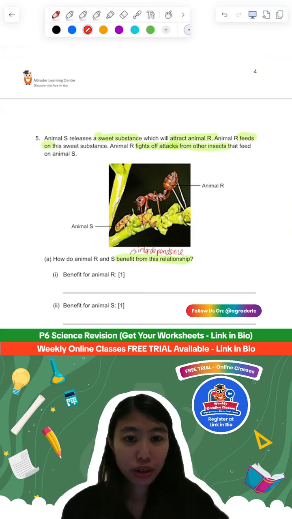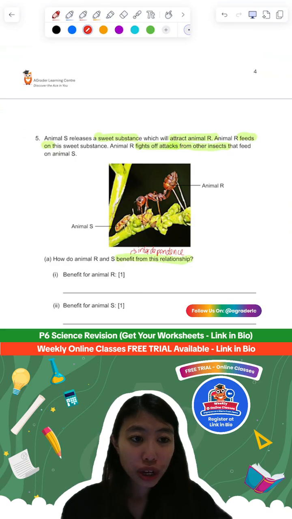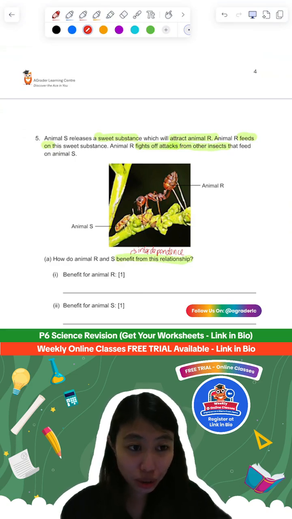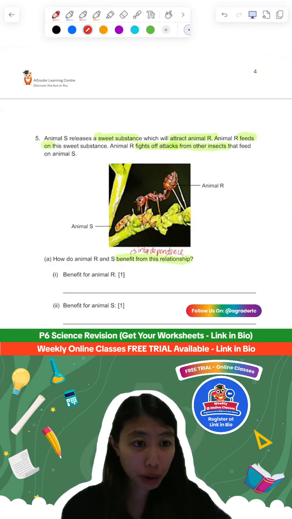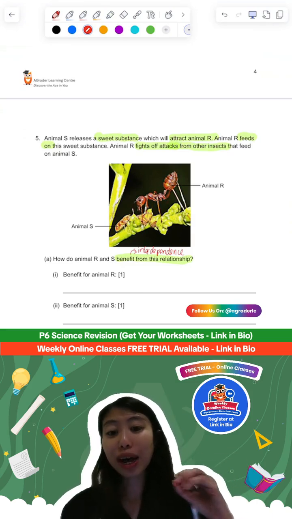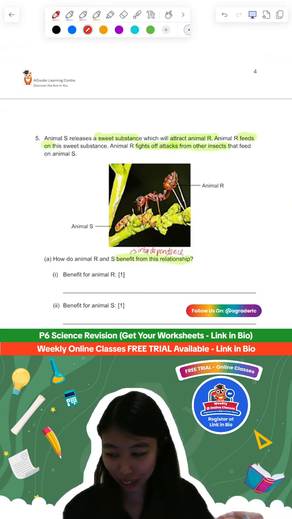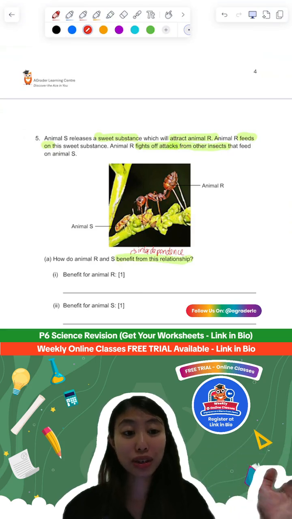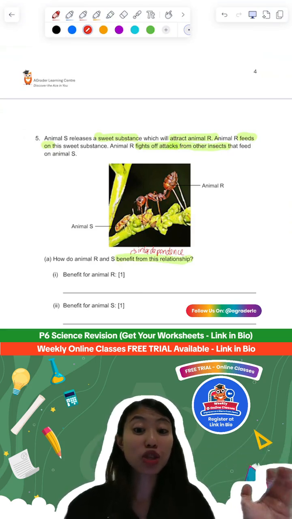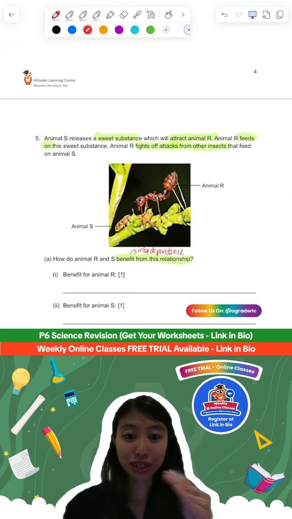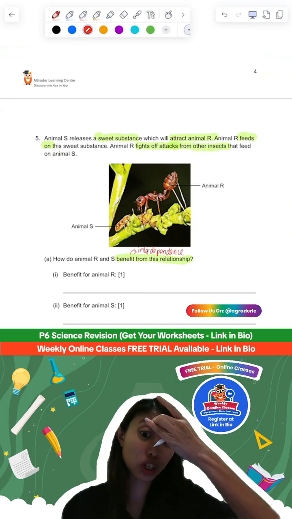Some of you already said animal R gets food from S, and animal S is protected by R. S provides food for animal R. Very good. That's the first benefit for R. S provides food, R gets to eat. Gets to eat what? You must talk about how it helps. How is S related to R? So maybe add animal S in the answer, like R gets to eat the sweet substance produced by animal S. You must show a relationship, so both of them must be mentioned in the answer.